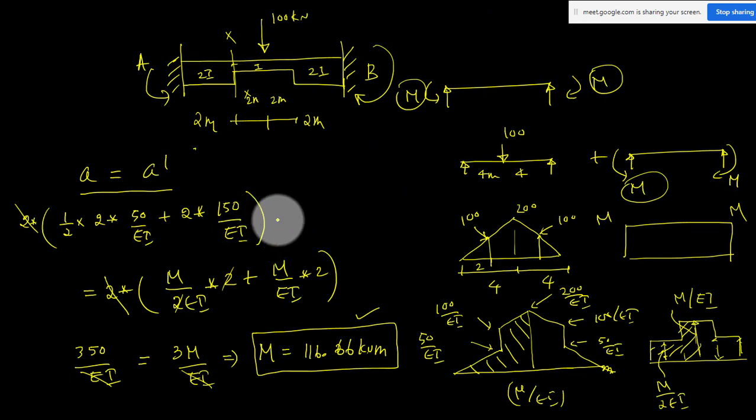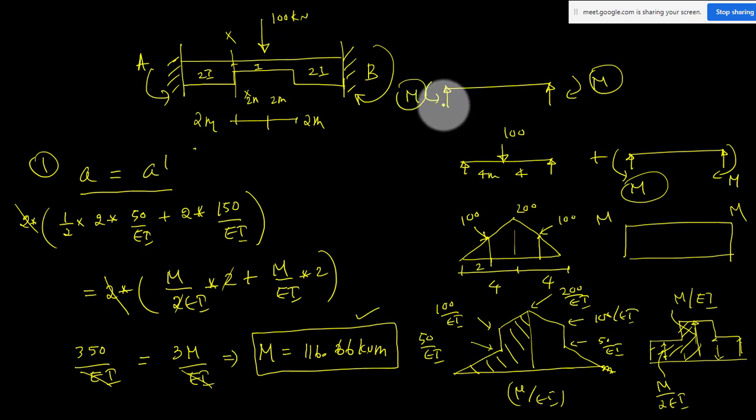If you have one more unknown, you have to use the second moment area theorem also. You cannot solve with the help of only one theorem. From one theorem you will get one equation, and from the second theorem you will get the second equation. So you will have two equations and two unknowns, so you can solve for MA and MB. So in this question you got the values of MA and MB.